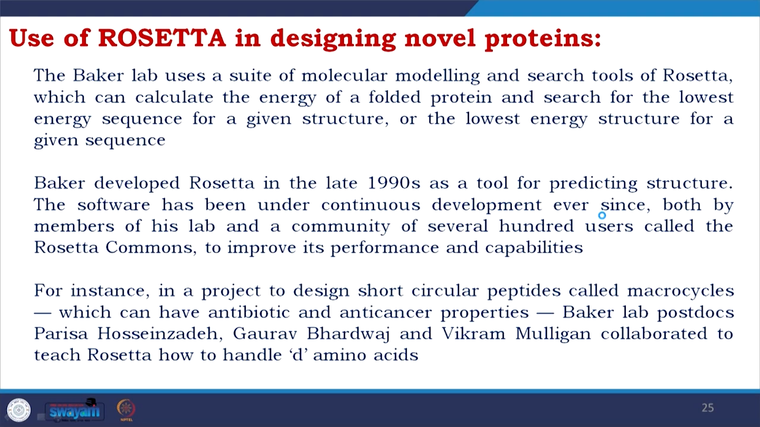Baker lab postdocs Parisa Hosseinzadeh, Gaurav Bhardwaj and Vikram Mulligan collaborated to teach Rosetta how to handle D amino acids. If you know, there are different chiralities of amino acids, and nature selects for the L form, not D. So, they trained Rosetta so that in addition to L it could handle D amino acids.